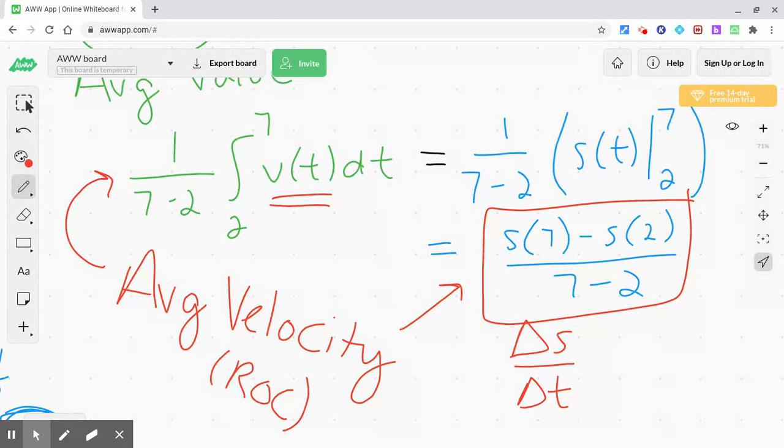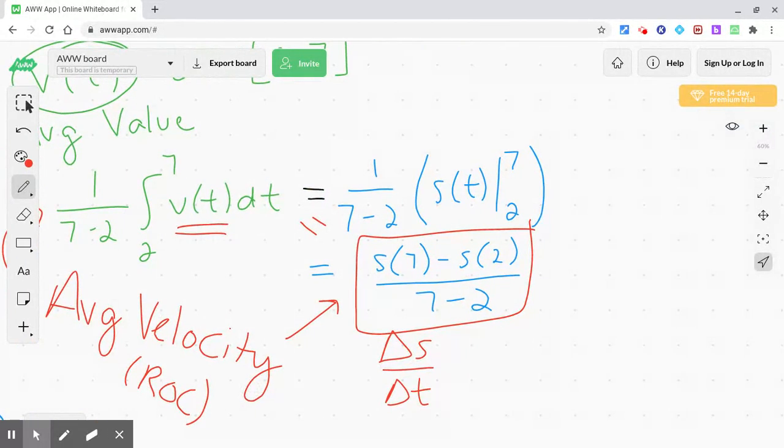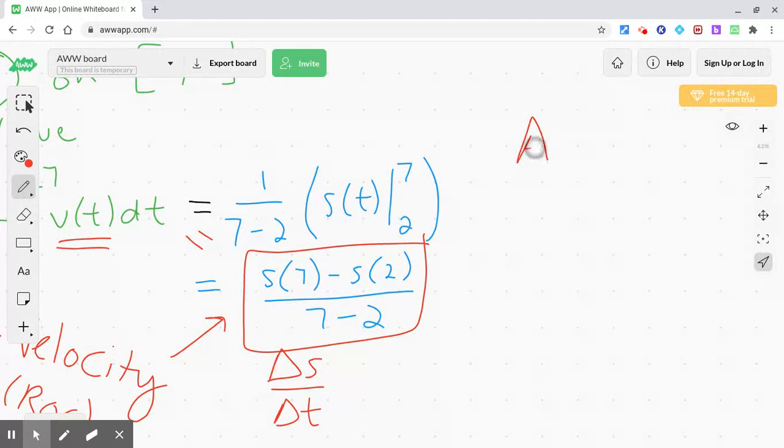Notice these two things, they're equal to each other. They're identical. One is just using the velocity function, whereas the other uses the position function or position curve to figure this thing out.